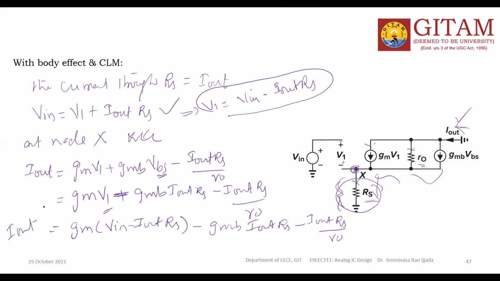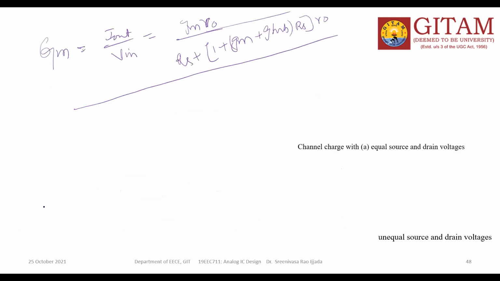Okay. So take the Iout terms, separate to one side, and Vin terms to the other side. Separate the Iout terms and Vin terms. Then take the ratio of Iout to Vin. Then finally you will get this one. Okay.